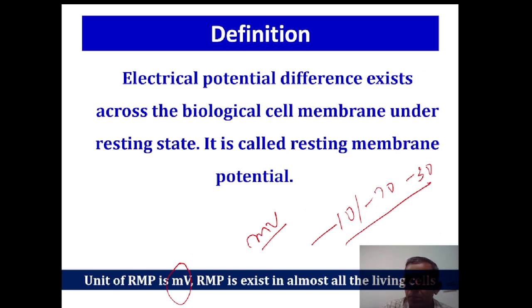This is present in almost all living cells, so all living cells have their own RMP. It may be minus 10, minus 20, minus 30, depending on the individual cells. But yes, RMP exists in all living cells. At the same time, you must remember another fact, that is the action potential. Action potential exists only in excitable cells, while the resting membrane potential is always present in all cells. So this is the definition of the RMP.